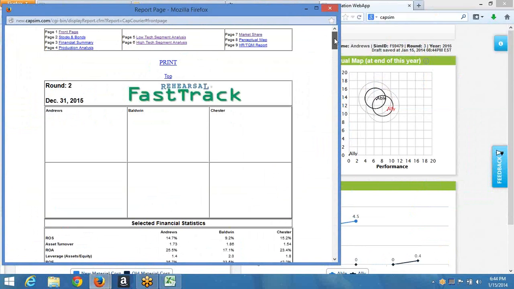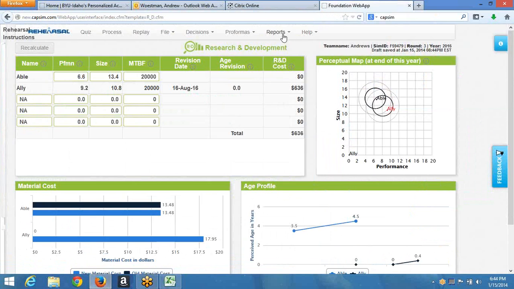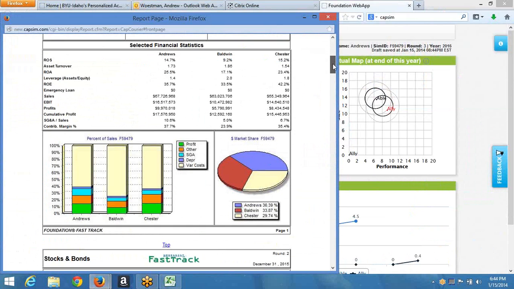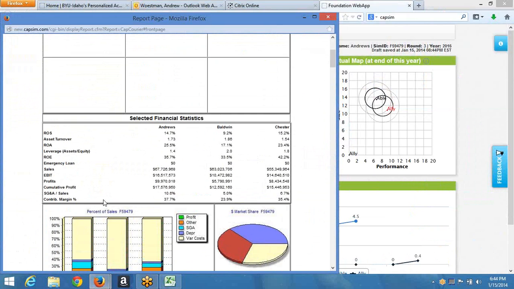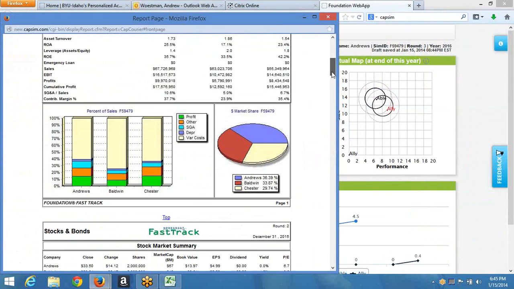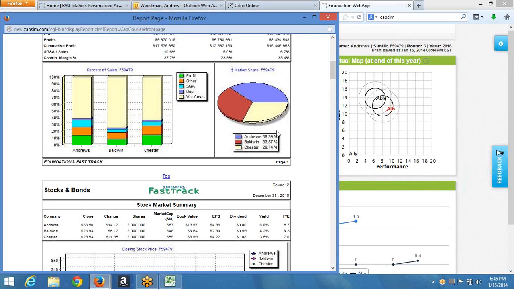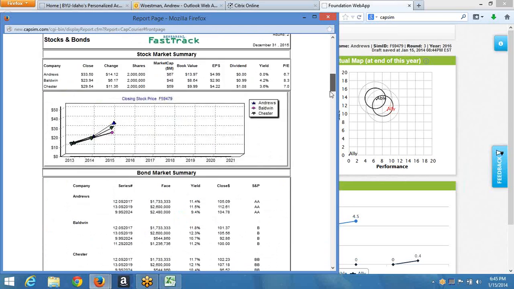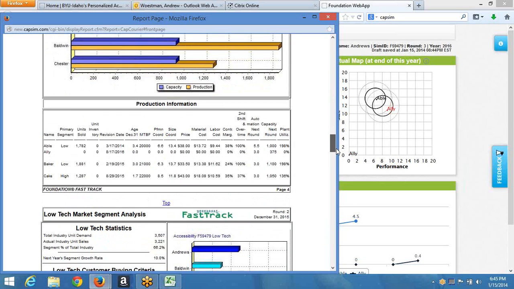So you look at this, it says, oh, that's still round 2. Oh yeah, so this is what we want, round 2. So I made in sales $67.7 million. Heck yeah. Everyone else, the highest was $63 million. So I made $4.7 million more than the next person. I took 36% of the market, so I took 3% more than the next person. So we did really good. So we're looking at this, and it's like, sweet, we did good. We made a lot of money.